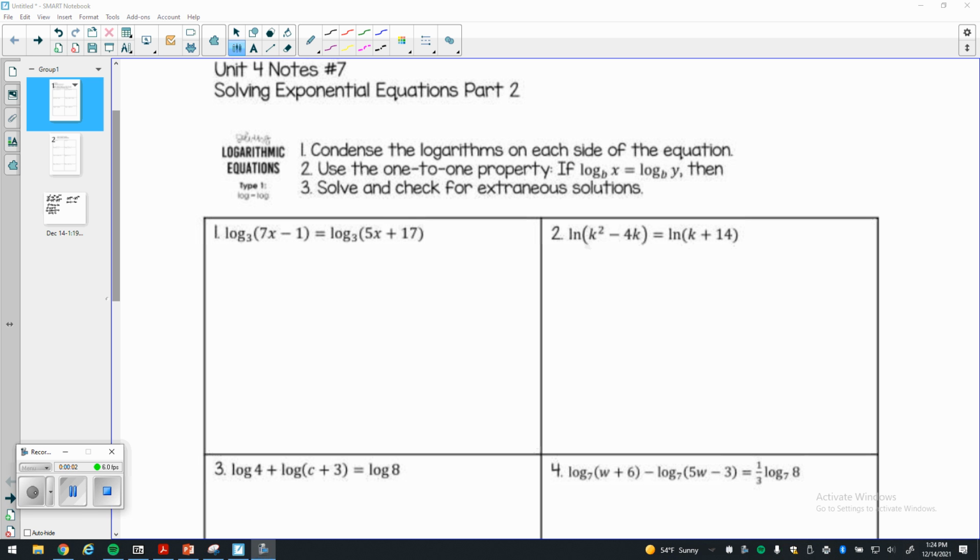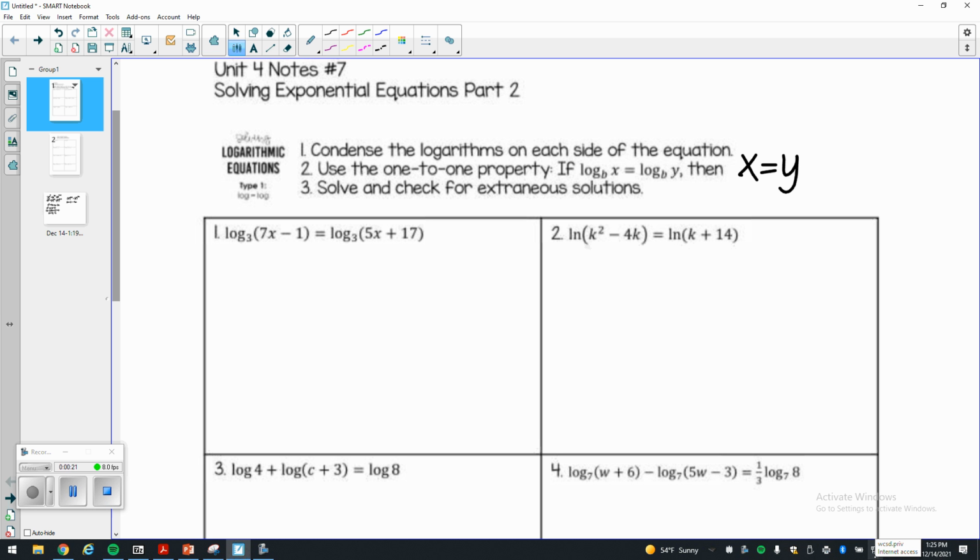As soon as the bases are the same, you set whatever you're taking the logarithm of equal to each other, and then you have to check for extraneous solutions. This is the day that extraneous solutions are going to come, and they're going to come quite quickly.